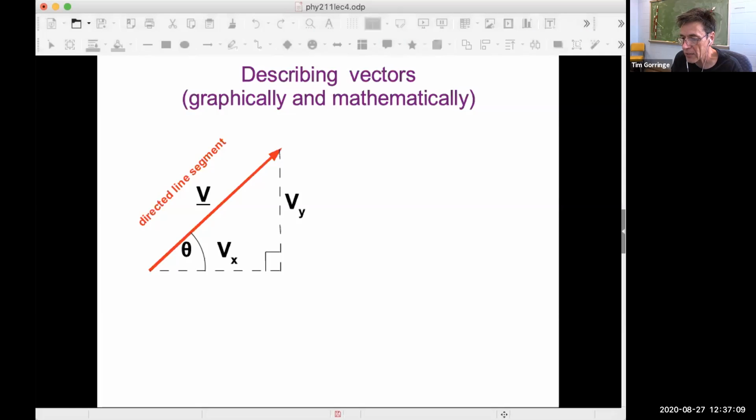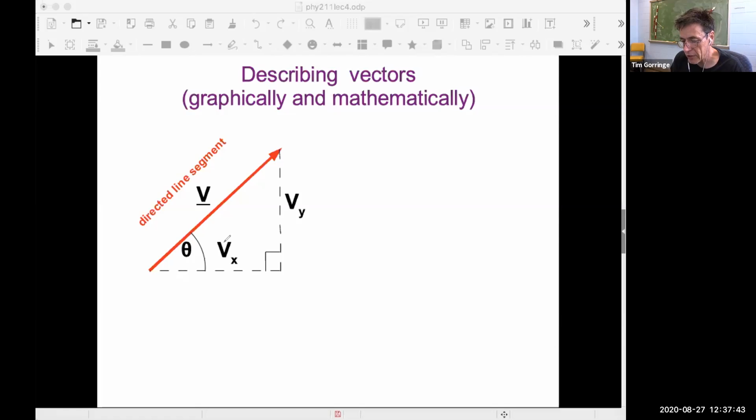That arrow has a certain length. That arrow has a certain direction. And the length of the arrow is the magnitude of the vector. The direction of the arrow is the orientation of the vector. And here I've denoted that direction theta. And so you can denote vectors by their magnitude and their orientation, their direction: the magnitude of v, in this case v the vector, and the angle of the vector v, the theta.